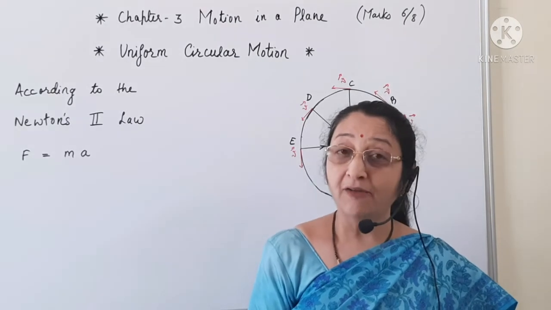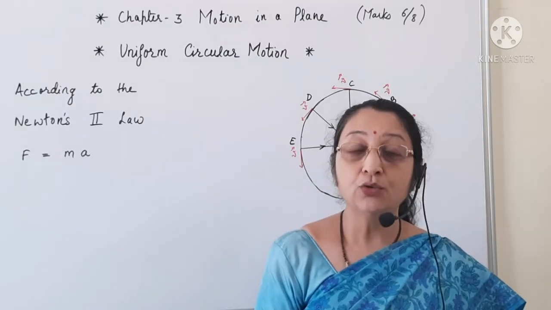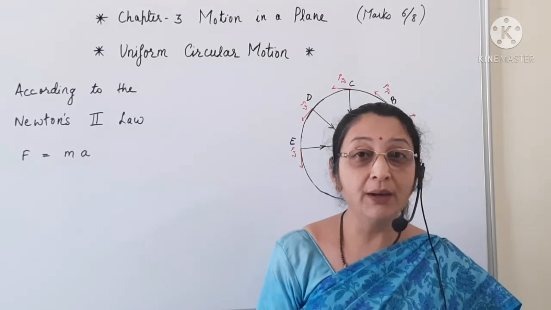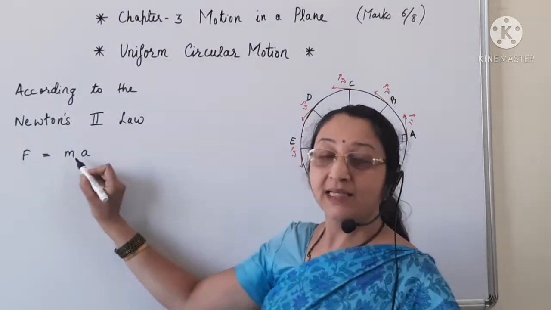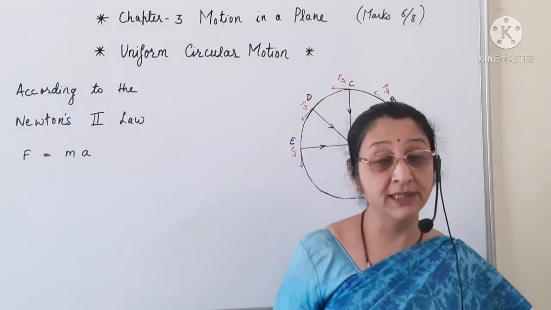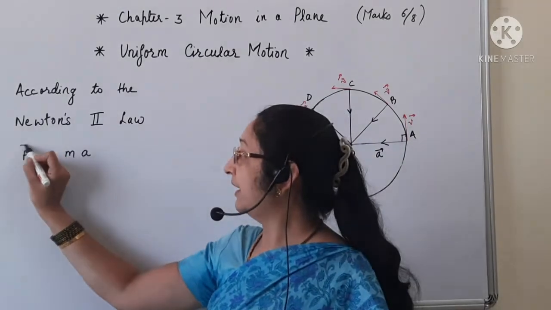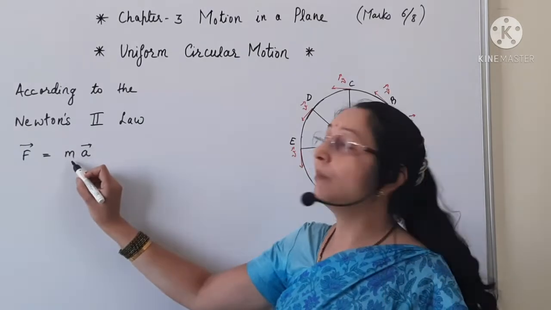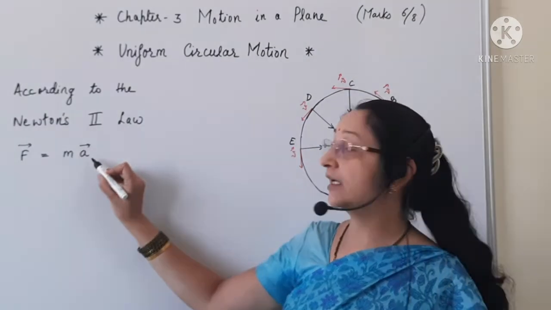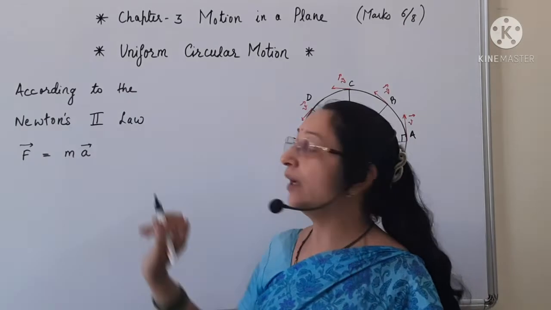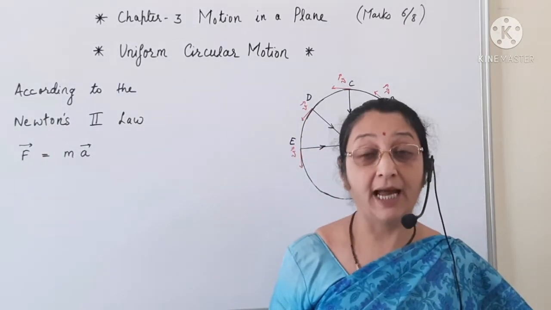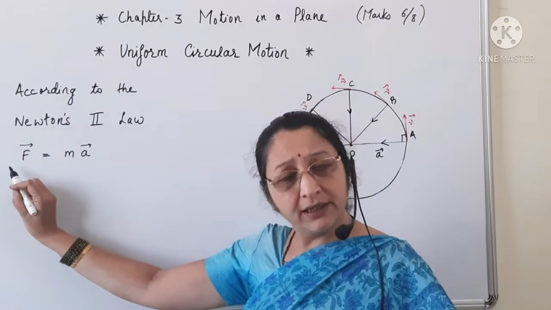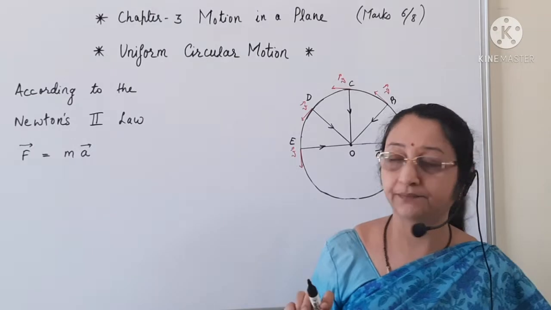Now we have seen, according to Newton's second law, that F is equal to ma, that is, force is equal to mass into acceleration. But now, since we have studied vectors, we will write force in the vector form: vector F is equal to mass, which is a scalar quantity, into acceleration, which is a vector. So wherever there is acceleration there will be force, and wherever there is force there will be acceleration.